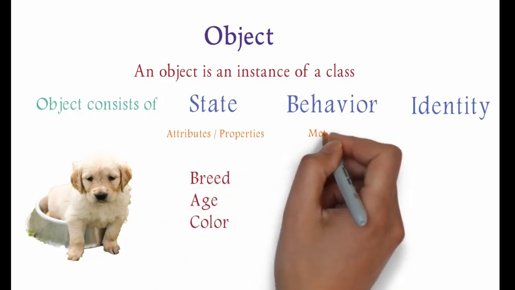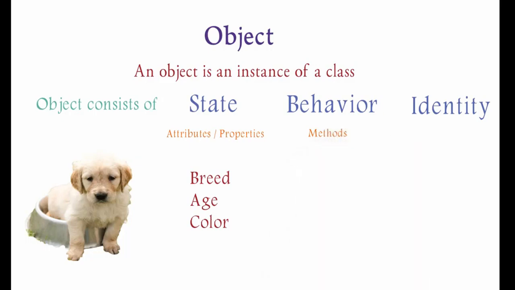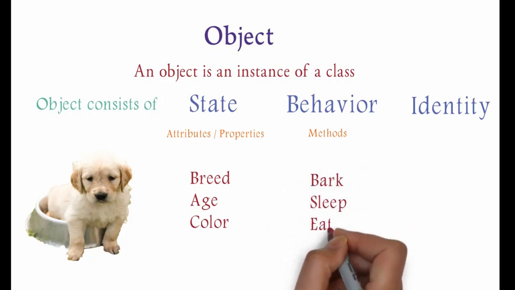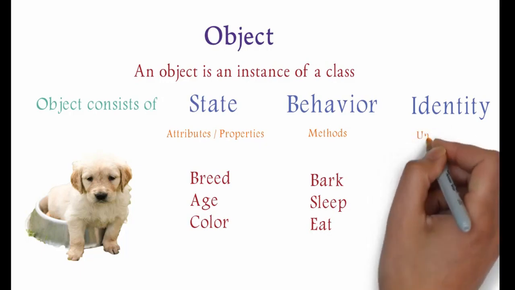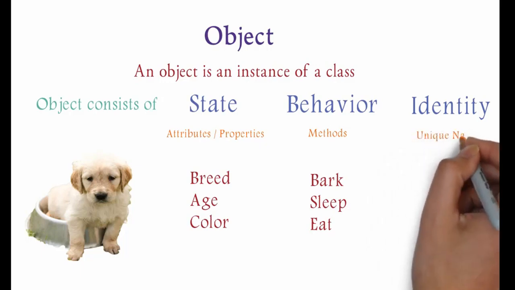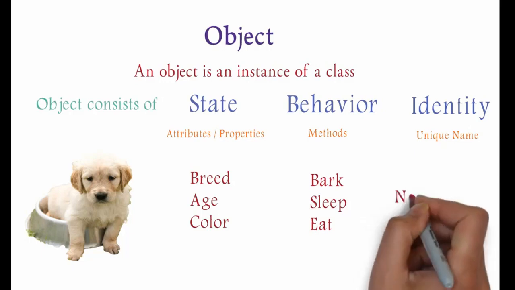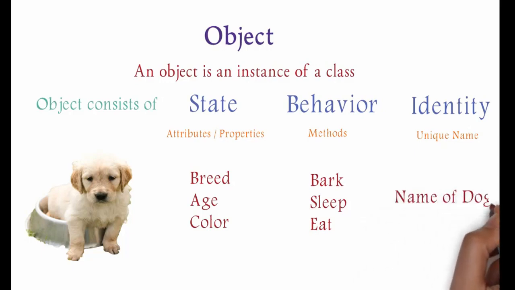Behavior is represented by methods of an object. It also reflects the response of an object with other objects. So behavior for dog will be bark, sleep, eat. Identity gives a unique name to an object and enable one object to interact with other objects. So identity for dog will be name of the dog.